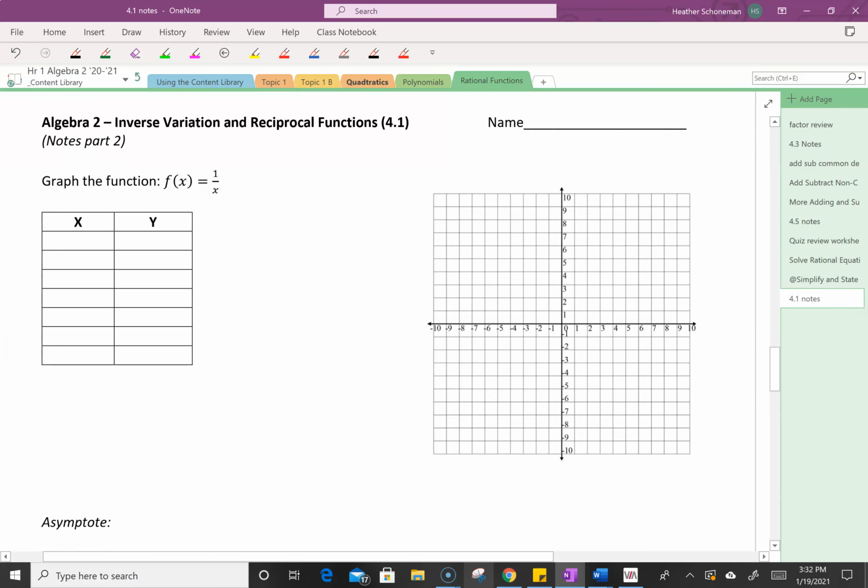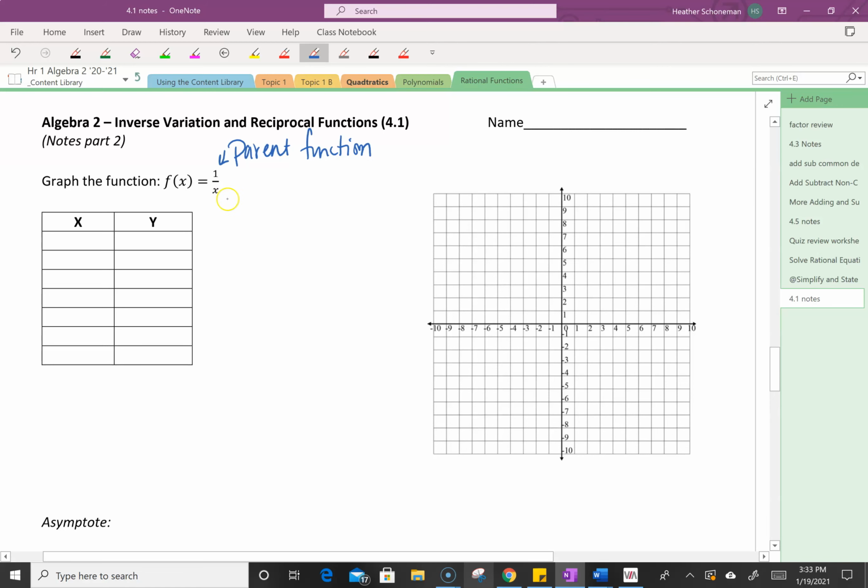Okay, in the second part, we're going to look at the graph. And when we look at the graph, before we start plugging numbers in, since I don't know what the parent function looks like, I'm going to create a table of values by randomly plugging in different x values so I can figure out what the y values are. But before I do that, I've got to think about some things that are going to happen.